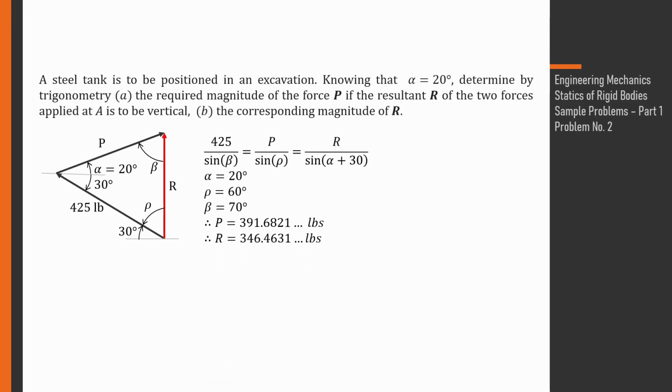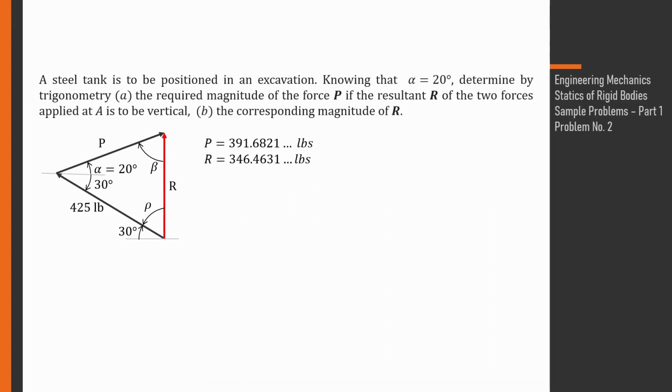So here are our answers. So the required magnitude for the force P, so that the resultant is vertical, is 391.6821 pounds, and the magnitude of the resultant R is 346.4631 and so on pounds.